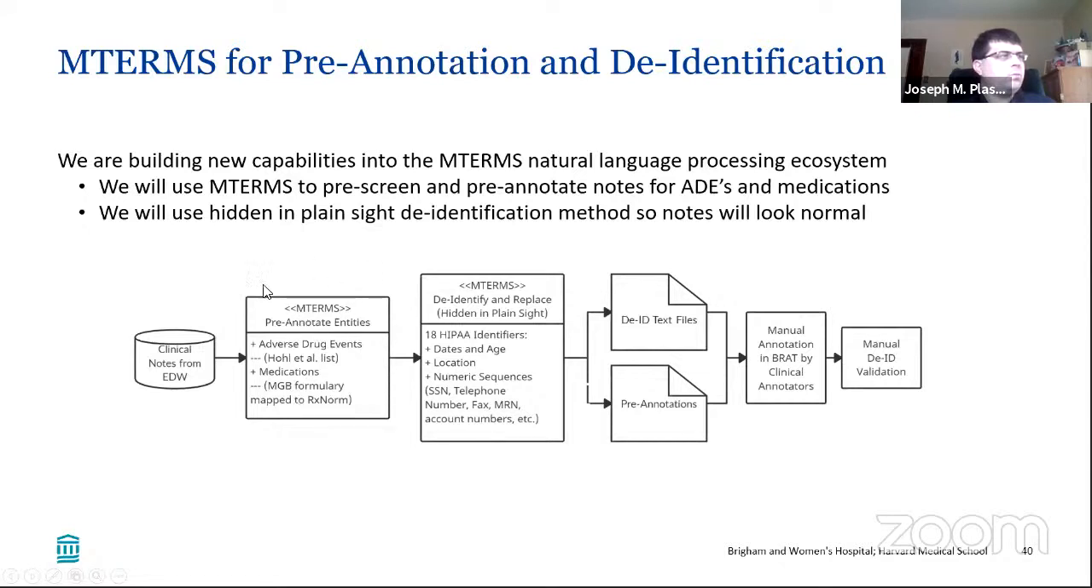for that pre-annotation process. We'll use hidden in plain sight de-identification methods so that the notes will look normal. We need to change all of these dates and ages and locations and numeric sequences and names of the 18 HIPAA identifiers. And then we will also manually de-identify the notes and do the annotations as well.